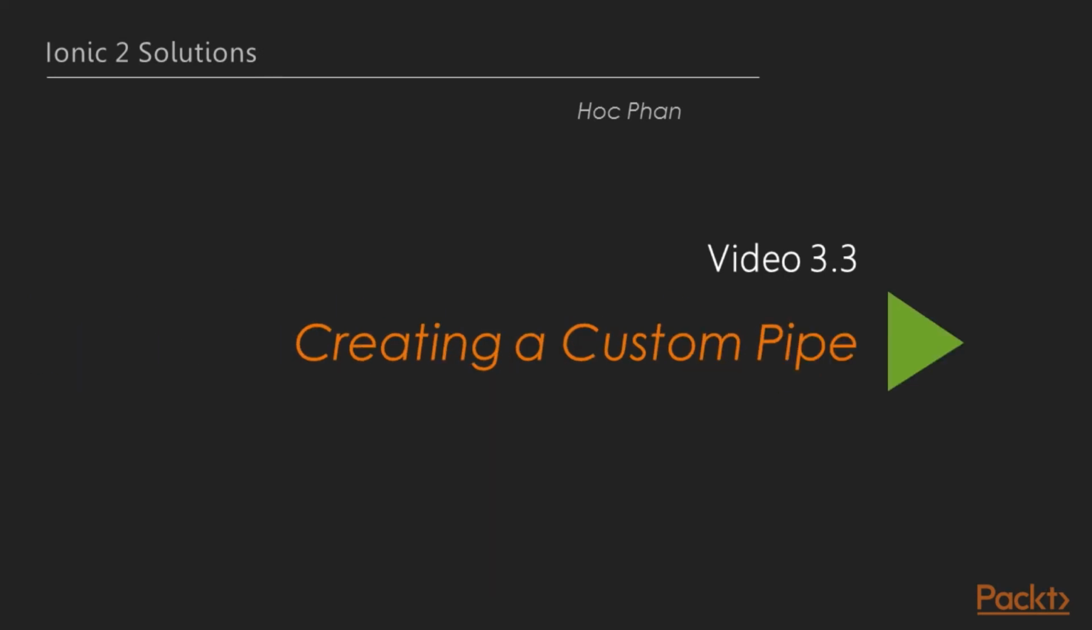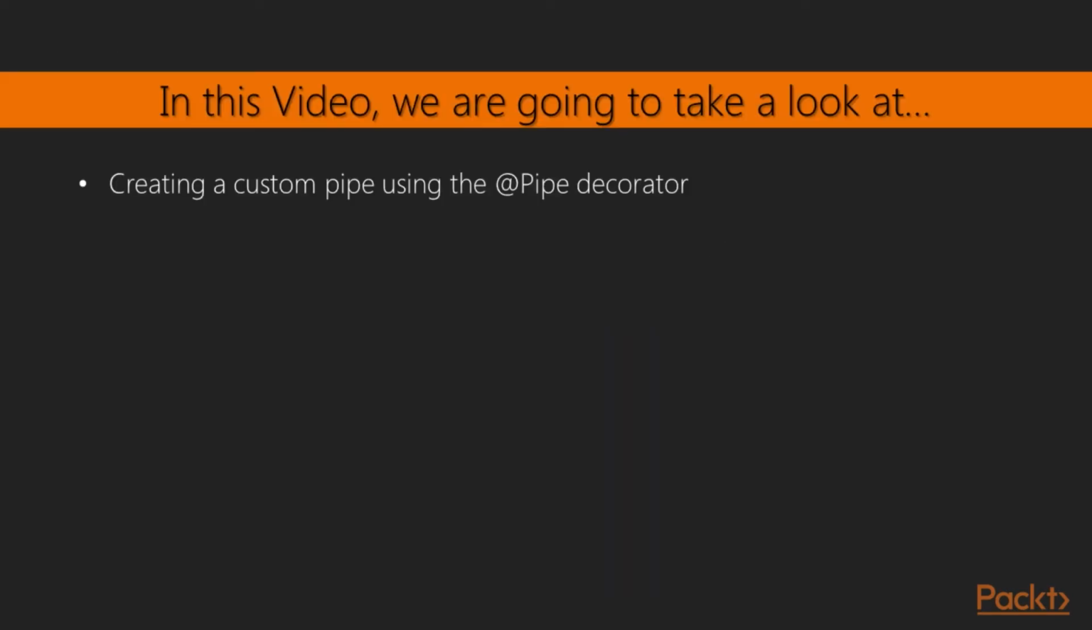Hi, this is the third video of the section Creating a Custom Pipe. Previously, we learned about creating a username input directive. In this video, we'll look at creating a custom pipe using the pipe decorator.